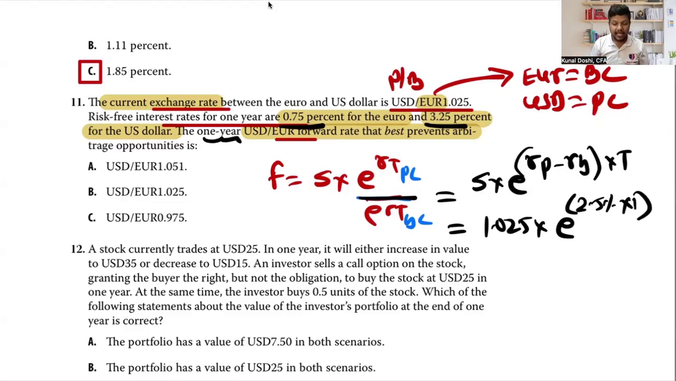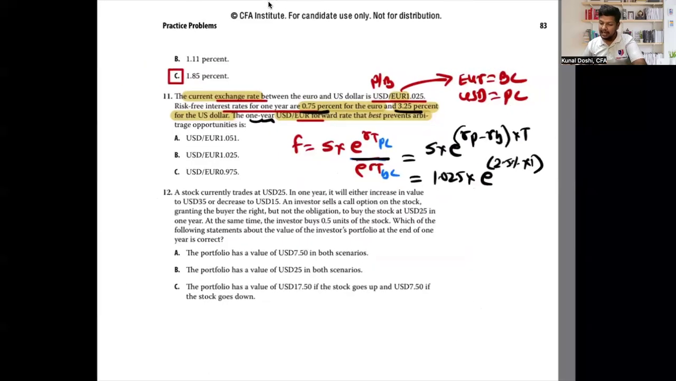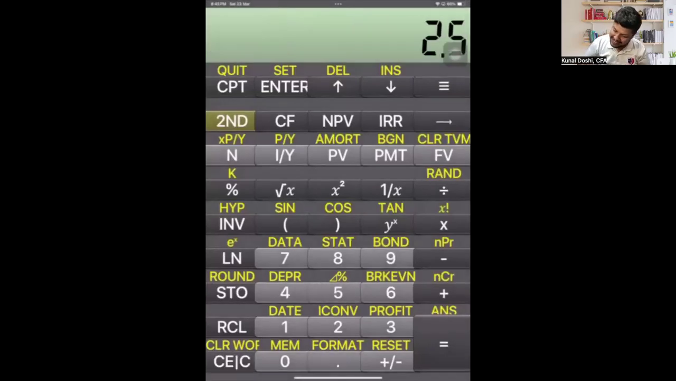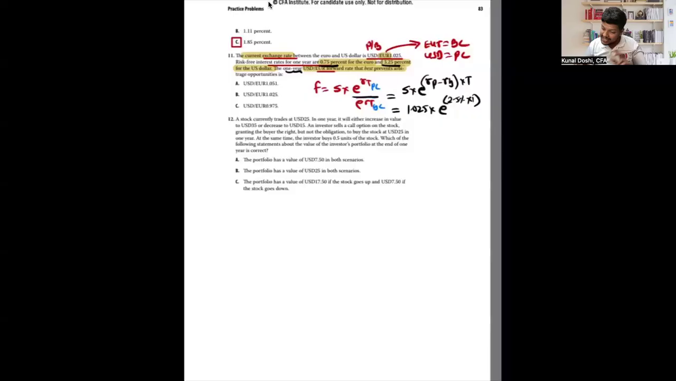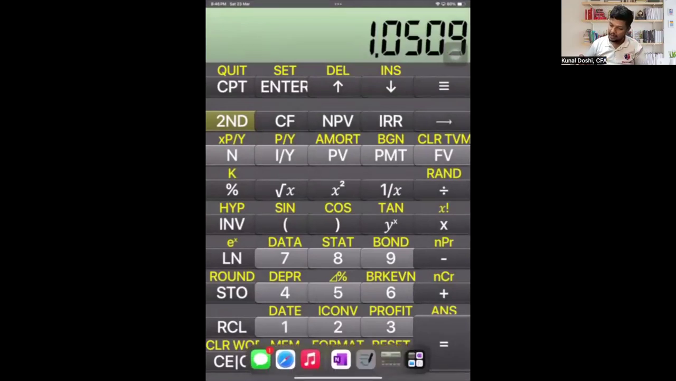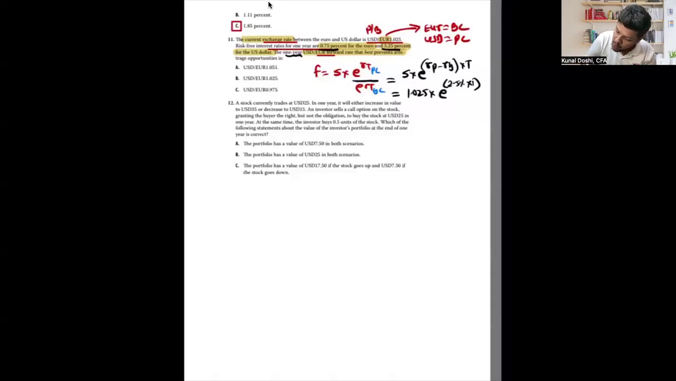Now, how to solve this? In your calculator, put 2.5% and then press second ln. Everyone, I'll show you. You will do 2.5% press second ln. It will give you 1.0253 and then times it with 1.025. The spot rate times 1.025. You get an answer of 1.0509 or 1.051. Okay. So the value of euro compared to the spot has gone up.